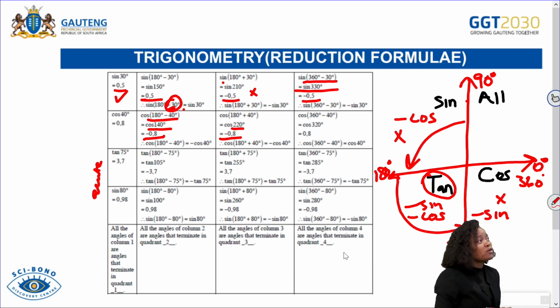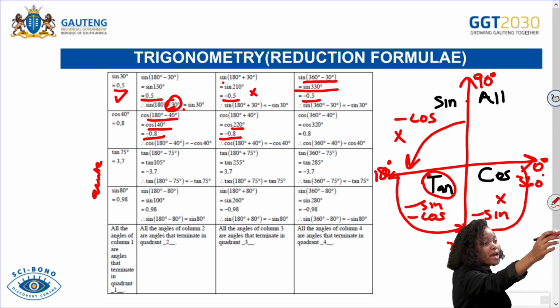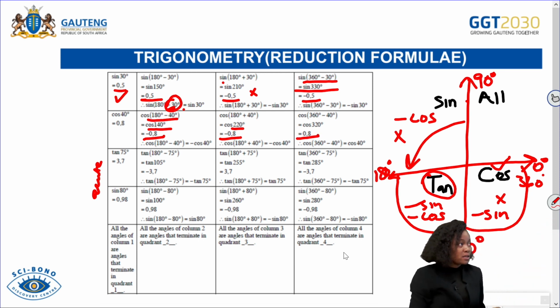We move to cos of 360 degrees minus 40. If you say 360 minus 40, you'll get 320. So if you punch it in your calculator, you'll get positive 0.8. 360 minus an angle is in quadrant 4. And in quadrant 4, only cos is positive. Hence, the answer is going to be positive.